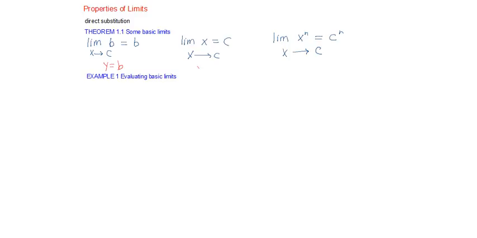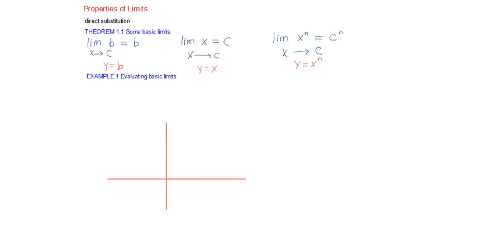In this case it would be y equals x. In this case, y equals x to the n. When you express a limit, you don't say y equals b, you just say the definition of the function. So y equals b means y is constant. It's just some value.